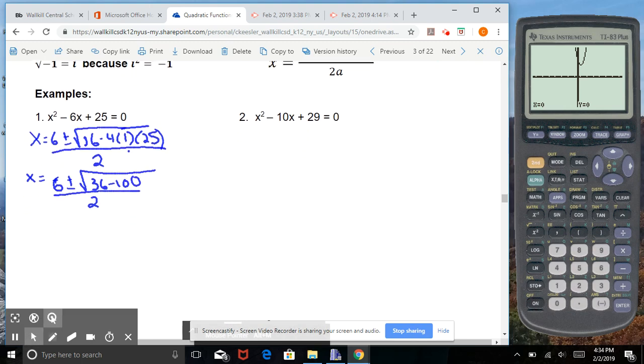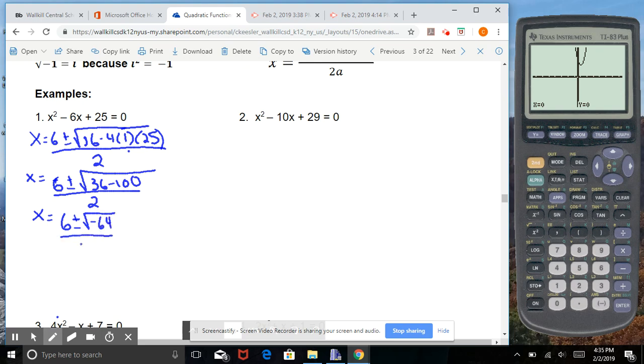Simplifying again, x equals 6 plus or minus the square root of -64, all over 2. Now, we know the square root of 64 is 8, so the square root of -64 is 8i. x equals 6 plus or minus 8i over 2. And our last step is just to simplify, as everything in the numerator is divisible by 2. So we get x equals 3 plus or minus 4i.